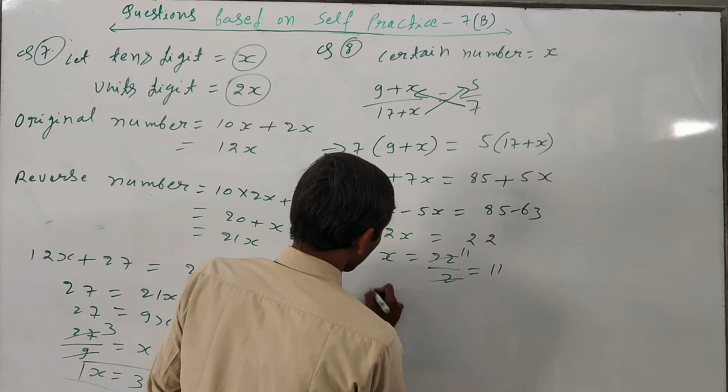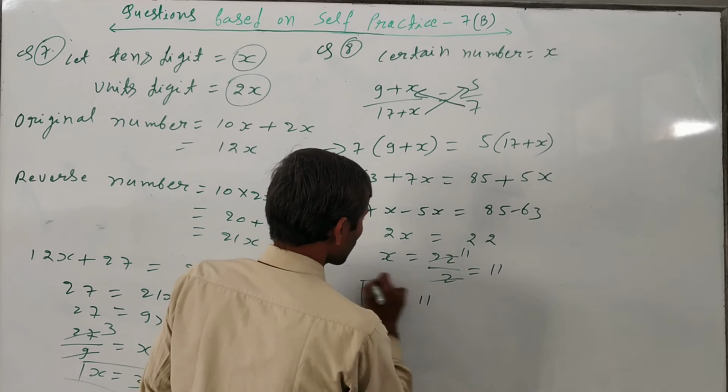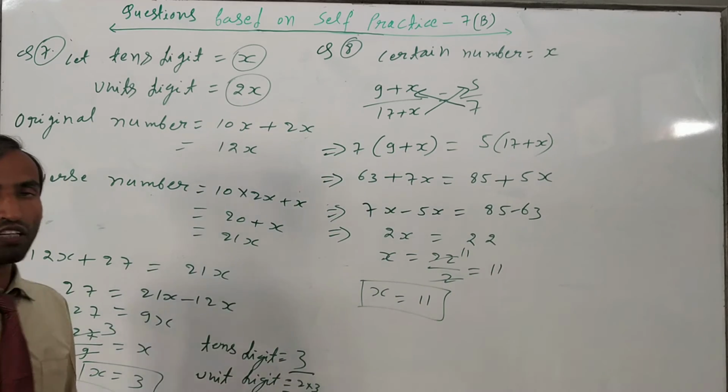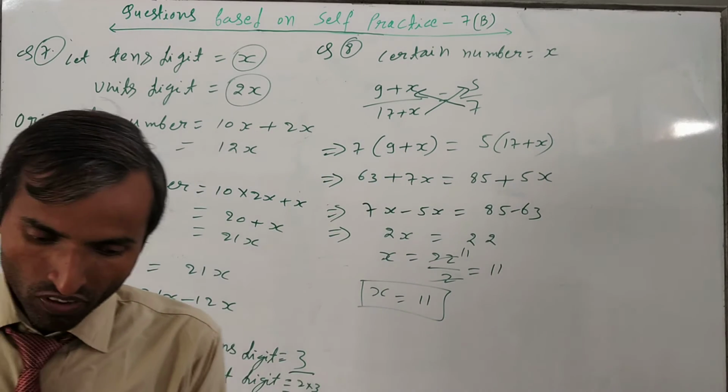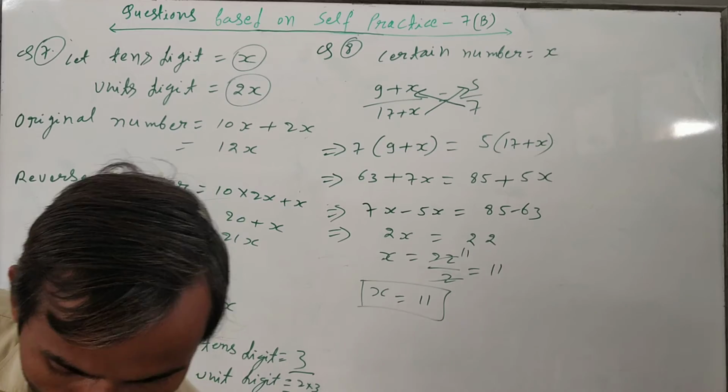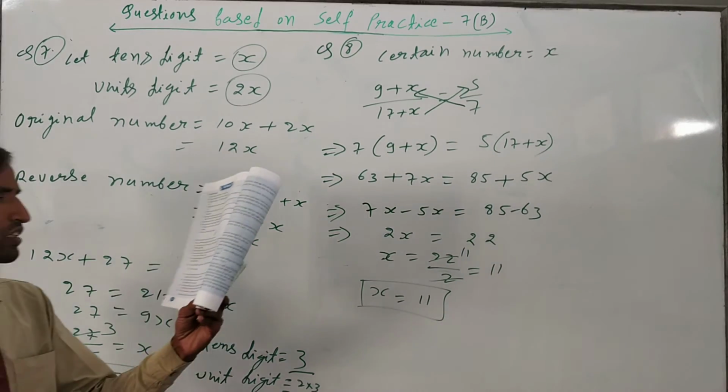Certain number will be 11. This is the final answer. Okay. So 11 will be added, then the fraction will reduce to 5 upon 7. Like that we have to solve the question if this type of question will come.